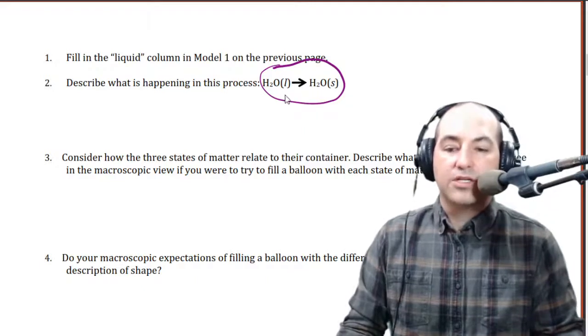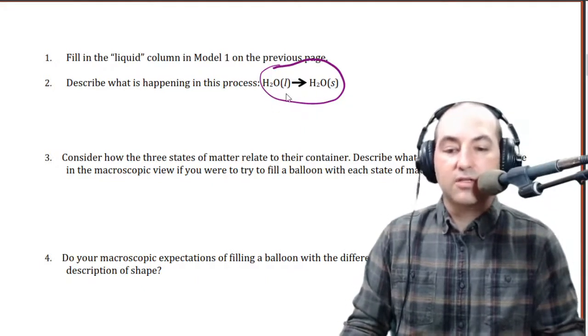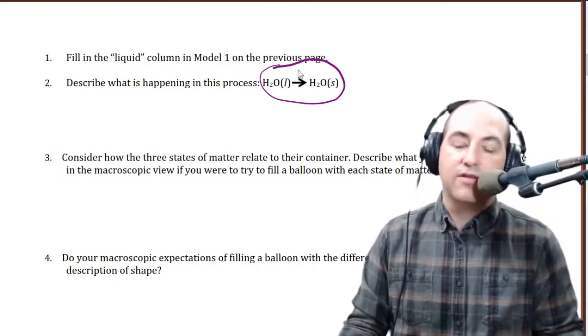Something of a chemical reaction. So it's not really a reaction and it's not chemical, it's actually a physical change, but it looks like a chemical reaction because we've got chemicals on one side and an arrow and something on the other side.